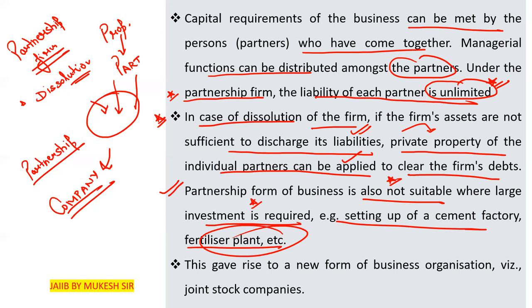Clear? So this gave rise to a new form of business organization that is known as the joint stock companies, clear?